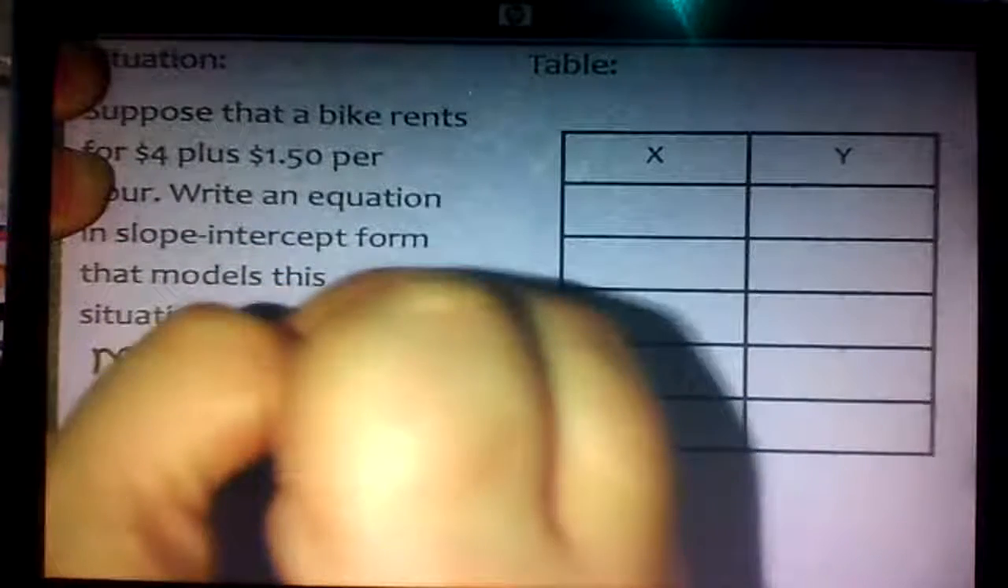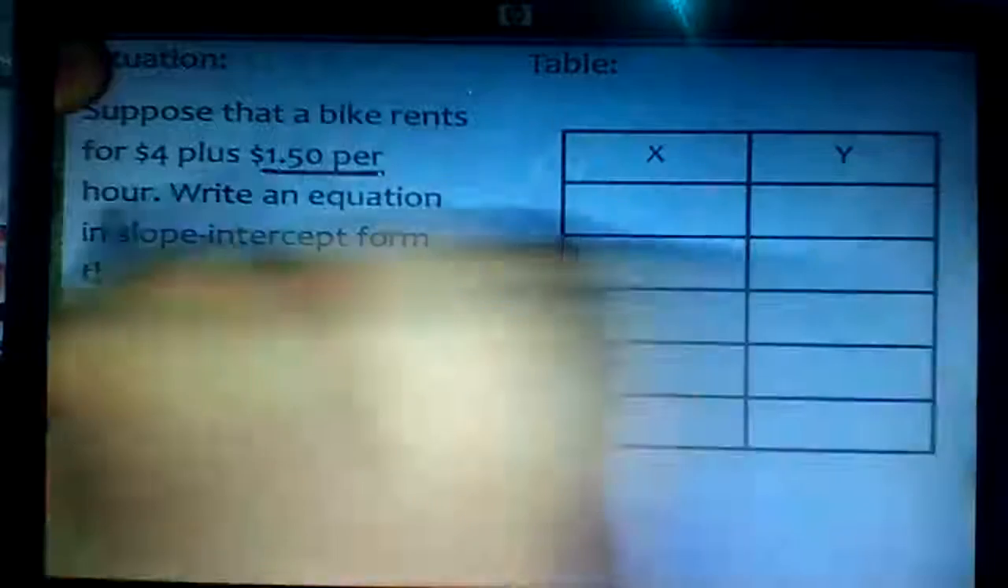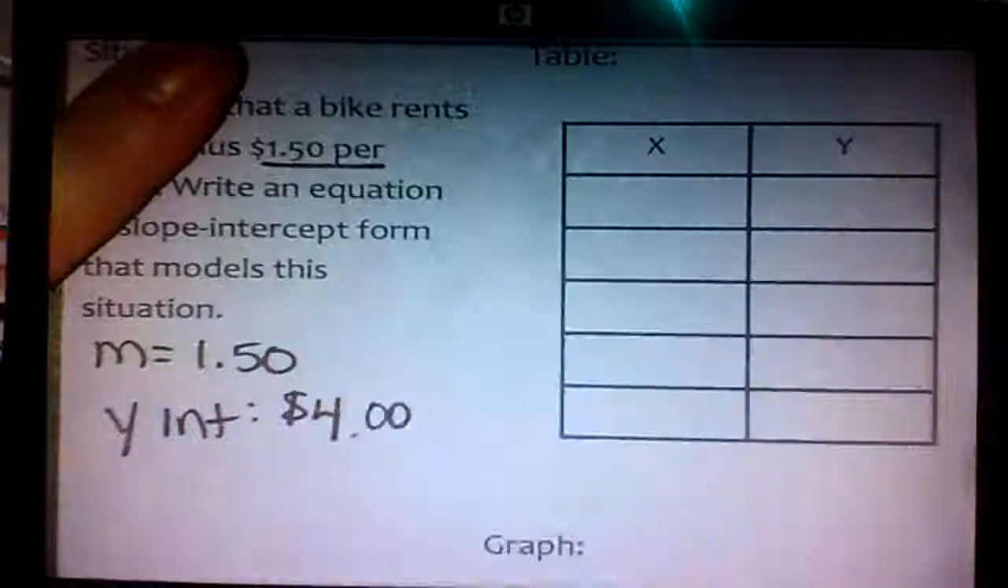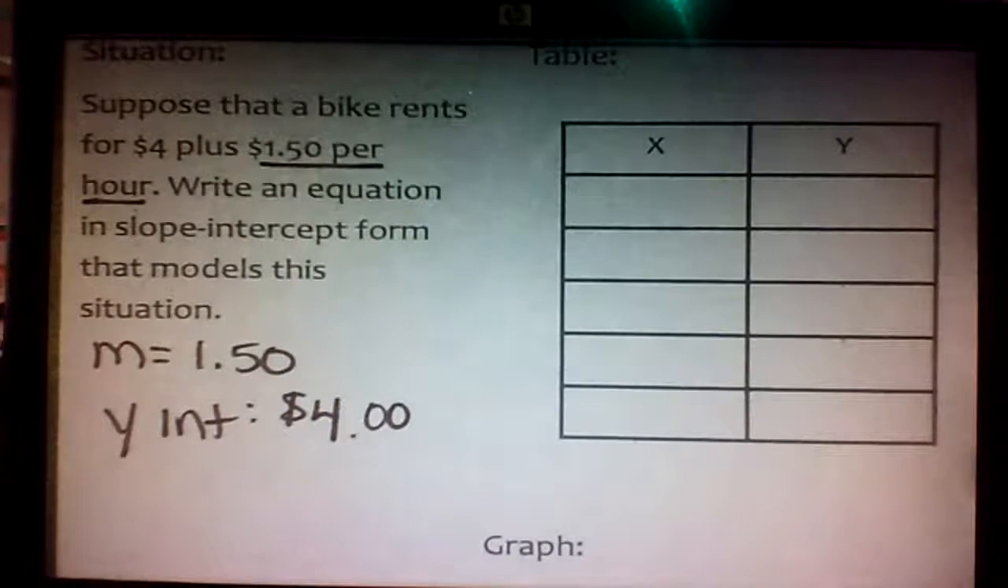Okay. So your key words here are $1.50 per hour. That per hour makes this a slope. What about 4 plus? Okay. So Maya just said, well, what about 4 plus? So when I walk in to rent my bike, they're going to automatically say, you owe me what? $4. Just to get your bike, you owe them $4. That's not going to be your x-intercept. That's going to be your y-intercept. That's going to be your starting point. That's how much you owe them just to walk in and take that bike out.